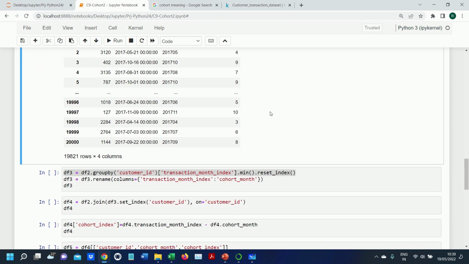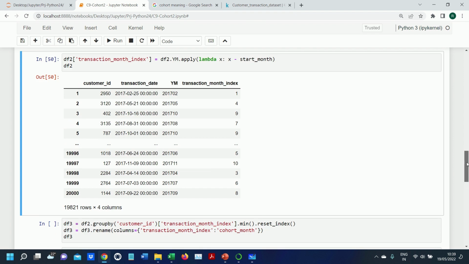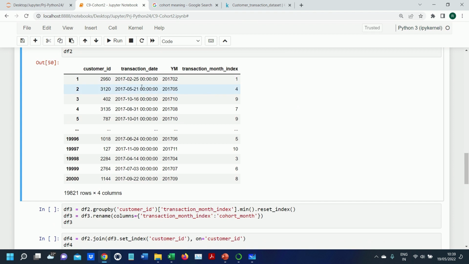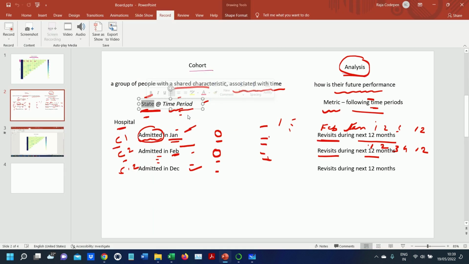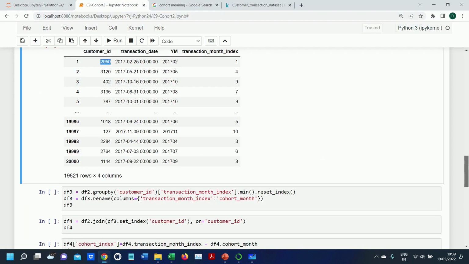Okay, so at this stage we know there are 19,821 transactions that have happened, and in which month each of these transactions happened. Now what we also need to know is in which month the customer has purchased for the first time, because that is what the state is. So when was the initial purchase done by the customer in this data set?